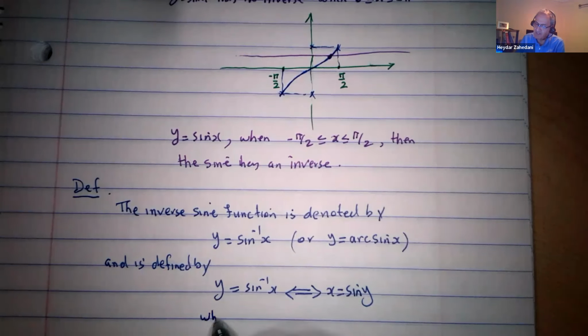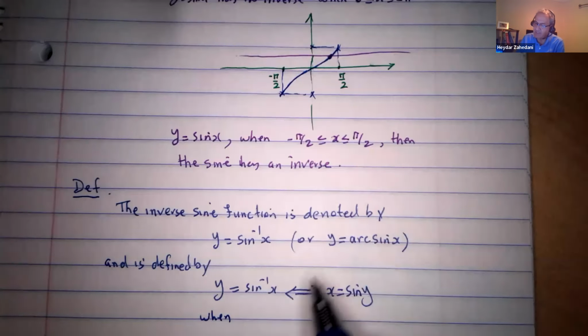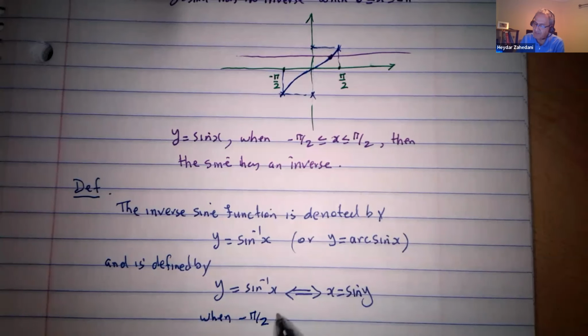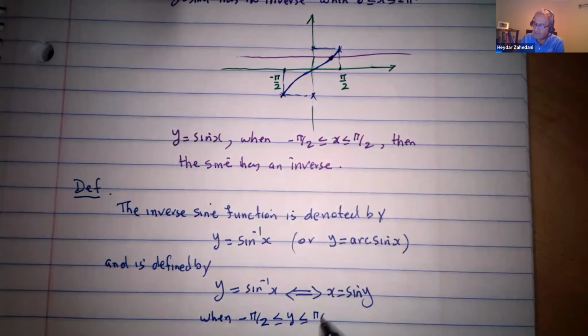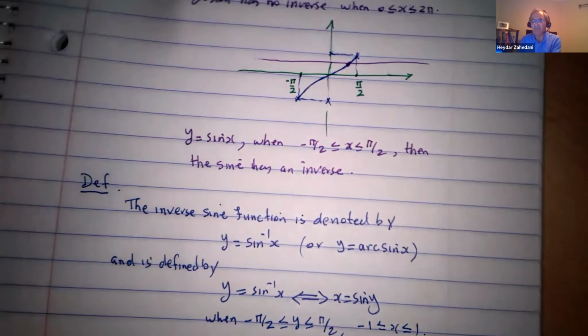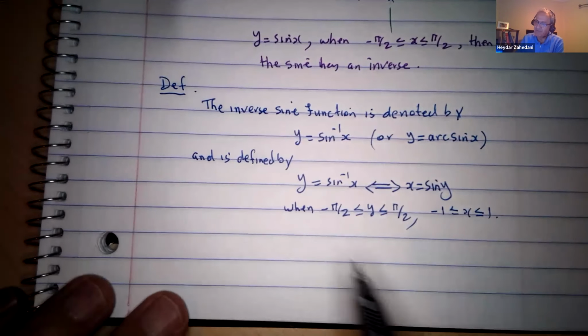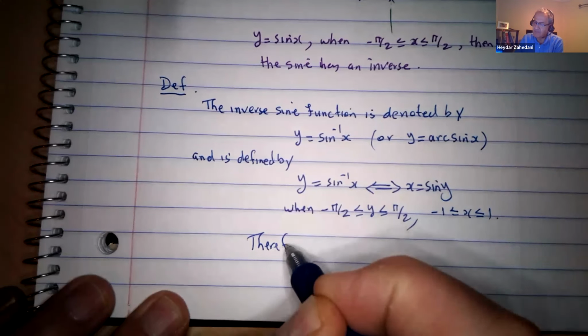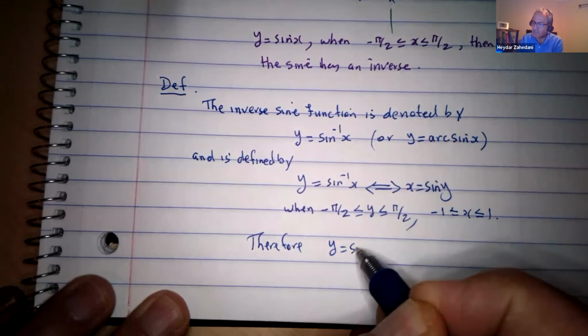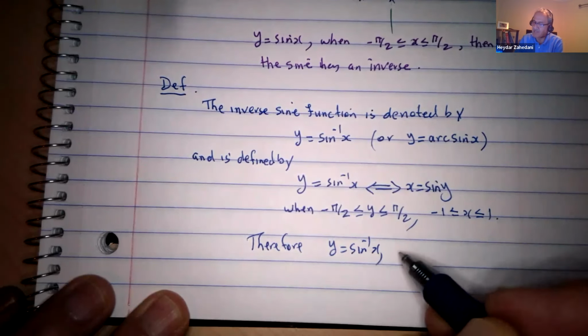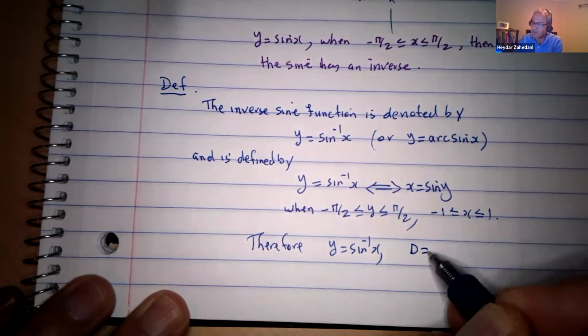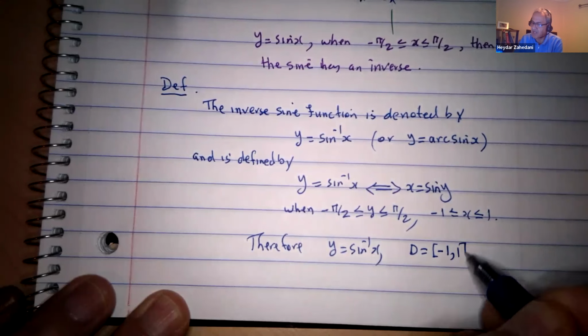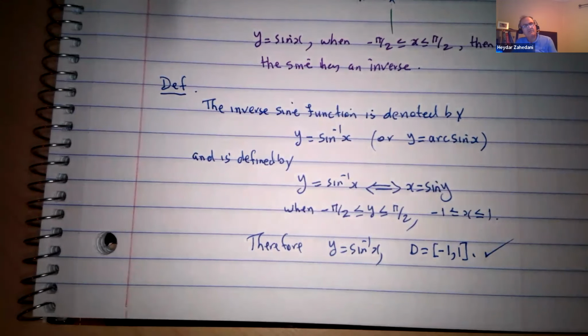But there is a restriction. The restriction is that this y, as we talked about, must be between negative pi half and pi half. And then x is going to be in the range of the sine, between -1 and 1. So therefore, for y equal to sine inverse of x, the domain is the closed interval from -1 to 1. Okay, that's the definition of the sine inverse of x.